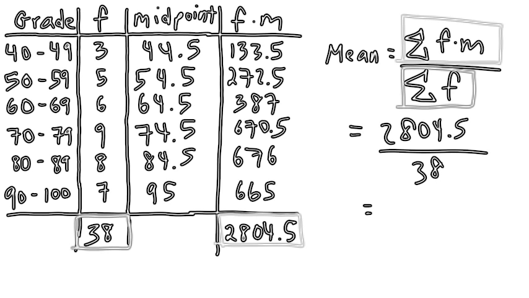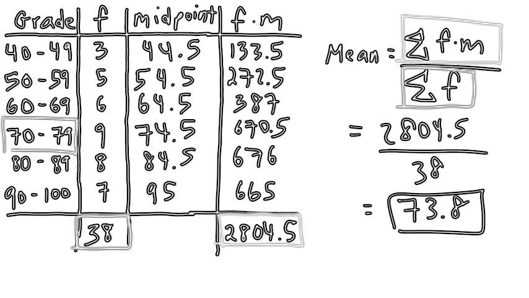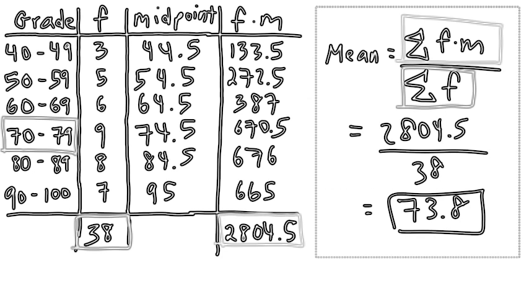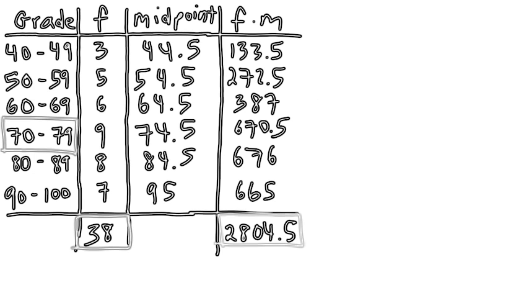So if we take 2804.5 divided by 38, this gives us a mean value of 73.8. And that makes sense, since most students had a C on the test. Now, here is another question for you. In which interval can the median and the mode be located?